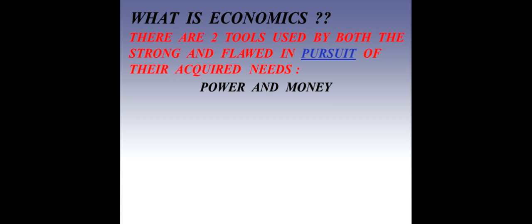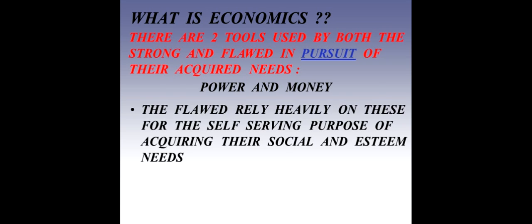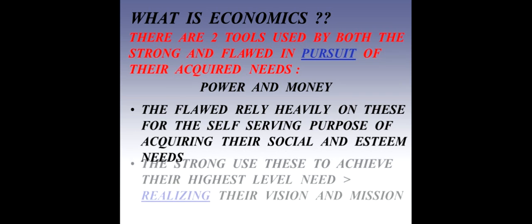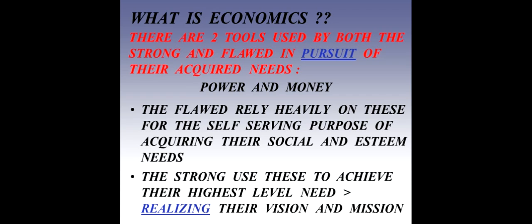The two tools that Rand refers to here are power and money. And here's how the strong and the flawed go about using these tools to acquire and satisfy those needs. She said the flawed rely on these tools, power and money, heavily for the self-serving purpose of acquiring their social and esteem needs, while the strong use these, power and money, to achieve their highest level need, which is realizing their vision and their mission.